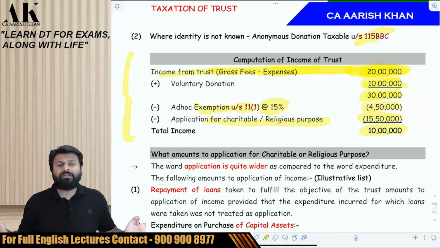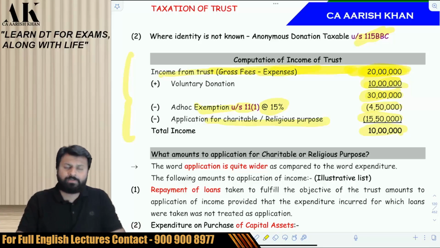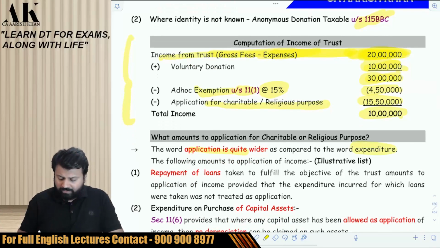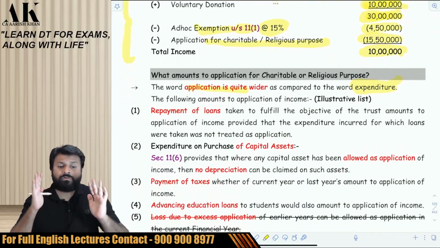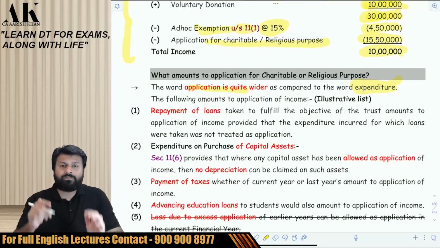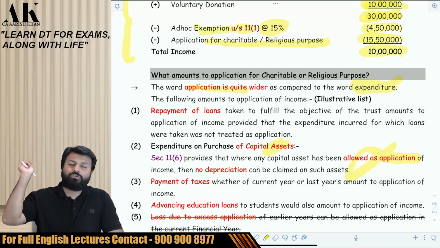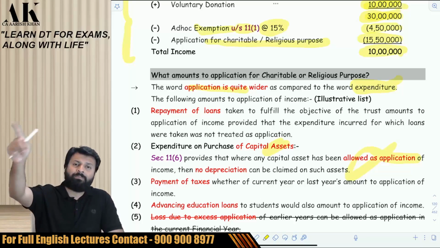Now, what do I mean by the phrase application for charitable or religious purpose? The word application is very wide as compared to the word expenditure or expense. It will include a lot of things. It will include repayment of loans. It will even include purchase of capital asset. But then don't claim depreciation. You will not get depreciation once you claim the purchase of capital asset as an application.